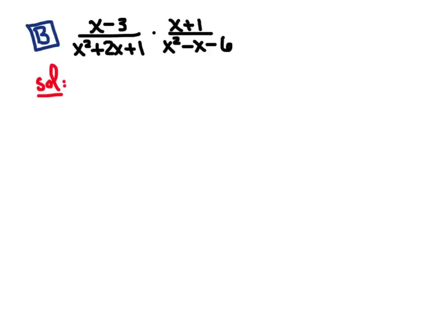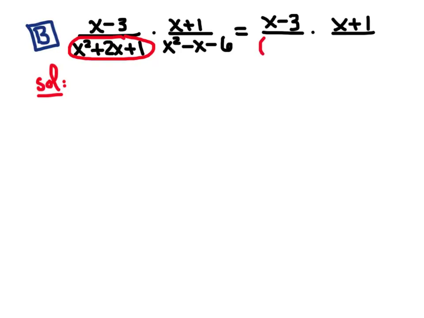Let's look at part B. So again, let's factor before we begin. So I have x minus 3 on the top here. That doesn't change. X plus 1 does not change. But these other two pieces we can factor. So I have x squared plus 2x plus 1. If you factor this as described in a previous lesson, you're going to find that this is x plus 1 squared. And then if you move on to this denominator, x squared minus x minus 6, you're going to find that this is x minus 3 times x plus 2.